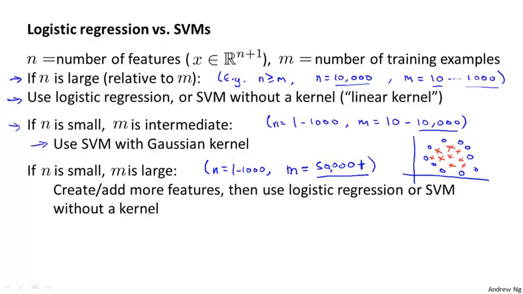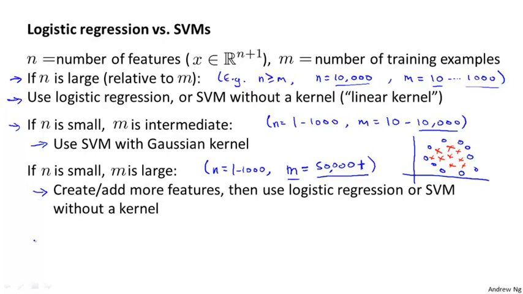So if this is the case, then an SVM with a Gaussian kernel will be somewhat slow to run. Today's SVM packages, if you're using a Gaussian kernel, tend to struggle a bit. Maybe 50,000 is okay, but if you have a million training examples, or maybe even 100,000 with a massive value of m, today's SVM packages are very good, but they can still struggle a little bit when you have a massive training set size and you're using a Gaussian kernel. So in that case, what I would usually do is try to just manually create or add more features, and then use logistic regression or an SVM without a kernel.